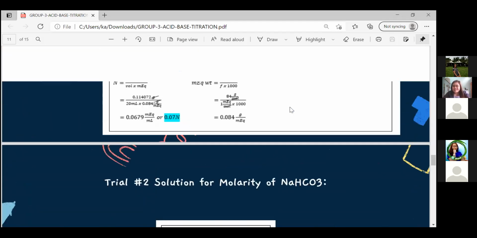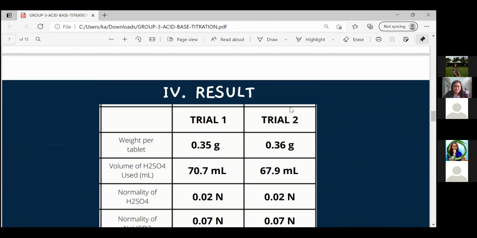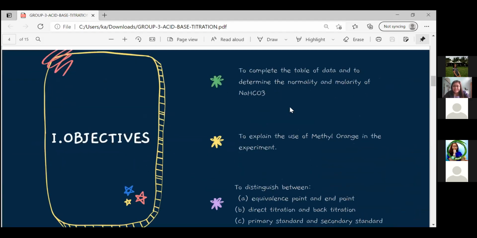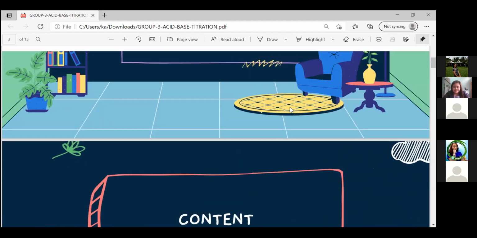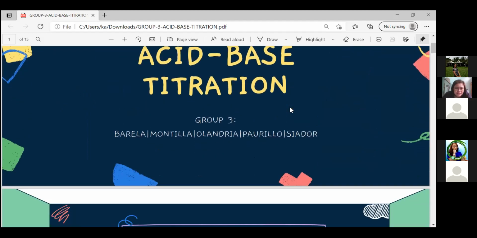Habol ninyo inyong submission for this. I think nagkaroon ng confusion last time. Itong Sunday man siguro. Okay lang mag-resubmit mo sa inyong answers.